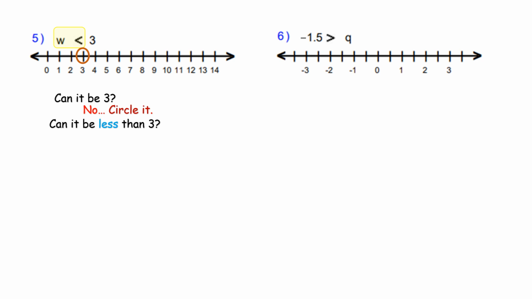My second question is, can it be less than 3? Well, when I look at my inequality sign, it is pointing towards the W, so that has to be a yes. And since it can be less than 3, then I'm going to draw my arrow to the left.